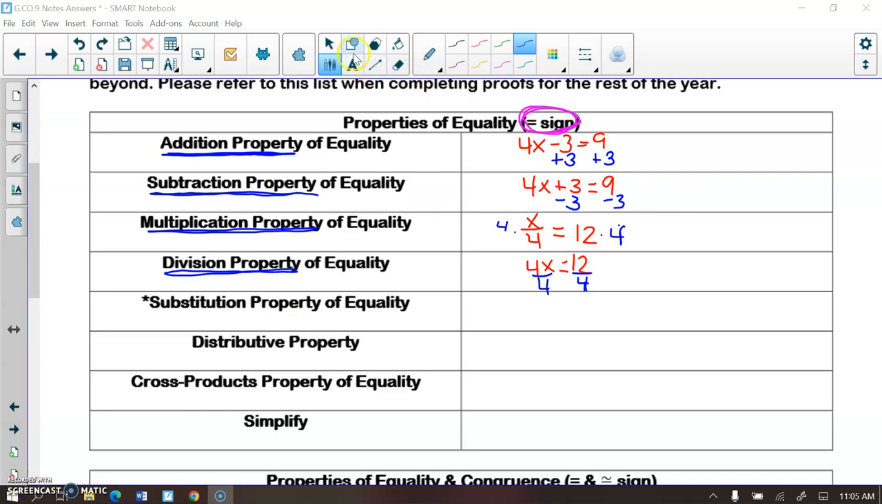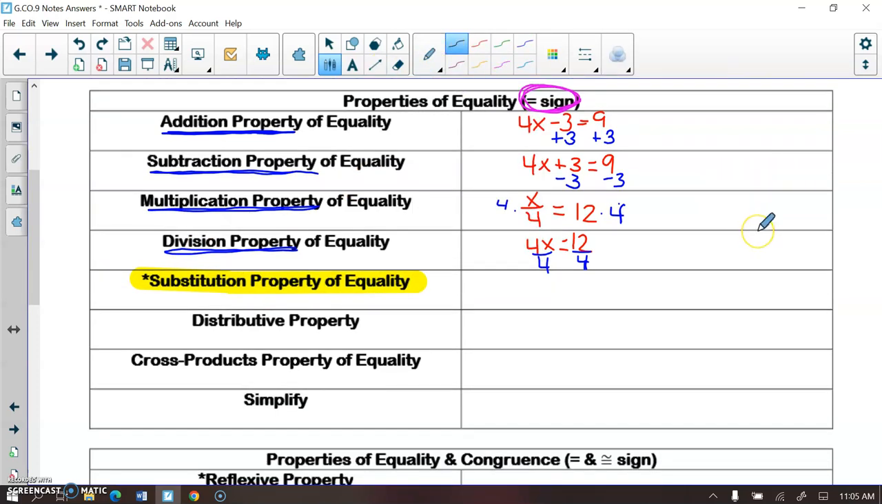Now, the one that is really common that you will use quite a bit in geometric proofs is the substitution property of equality. And again, we can only use this property when we're dealing with an equation. So if you see congruent symbols, you cannot use the substitution property. So this would be something like if I had the algebraic expression 3x plus 2, and I told you that x is equal to 4, what you could do with this information is take that 4 and substitute it in for x in my algebraic expression to get 3 times 4 plus 2. What we just did is we used the substitution property of equality.